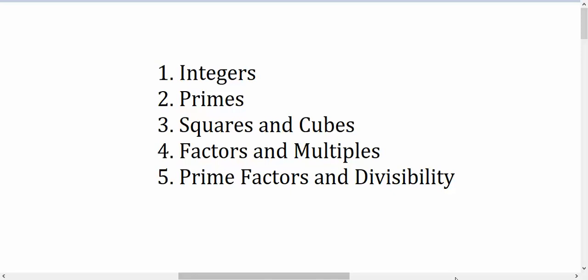Next, factors and multiples. Once again, you've probably seen this before, thought about it before, maybe a long time ago, but we're going to talk about it potentially in a slightly different way from what you're used to. And then finally, we're going to talk about prime factors and divisibility.